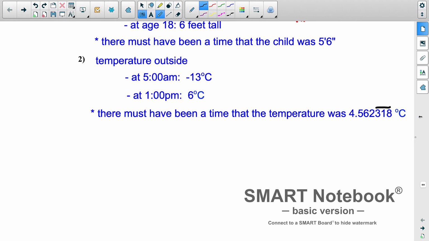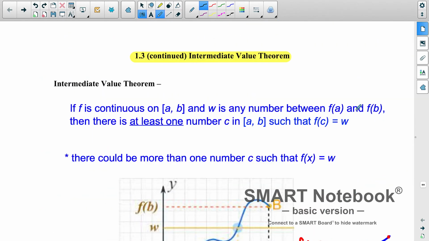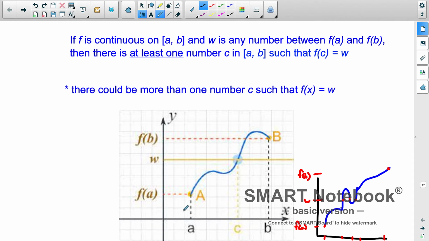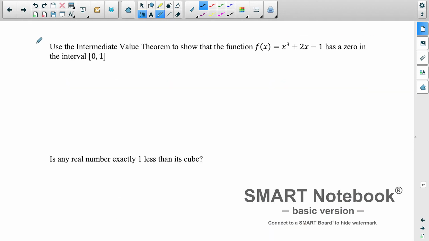There must have been some time that it was that temperature. I know it's a very specific temperature, and I have no idea when it was that exact temperature, but there had to have been some point. In order to go from -13 to 6, you have to pass through this one, so it must have been at that point somewhere. That's basically the idea with the intermediate value theorem. If it's continuous and you know two outputs, there must have been some intermediate output that occurred somewhere between A and B here.